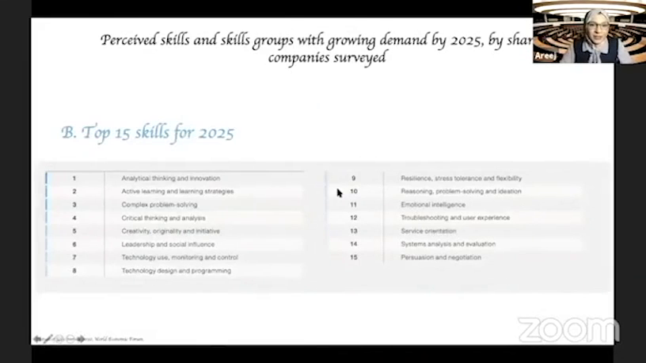They said that there are top skills for 2025, and they put them in this order. The first one was analytical thinking and innovation. It's followed by active learning and learning strategies, which will be the focus of our presentation today. And then there's complex problem solving, critical thinking and analysis, creativity, until we go to the 15th skill, and they go into many details every time. So if they focus on complex problem solving in the beginning, they come later and focus on the reasoning of problem solving and ideation.